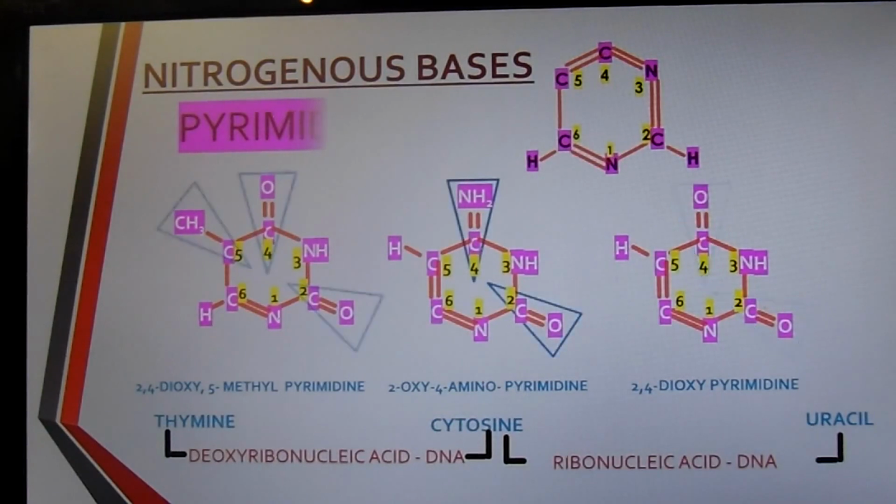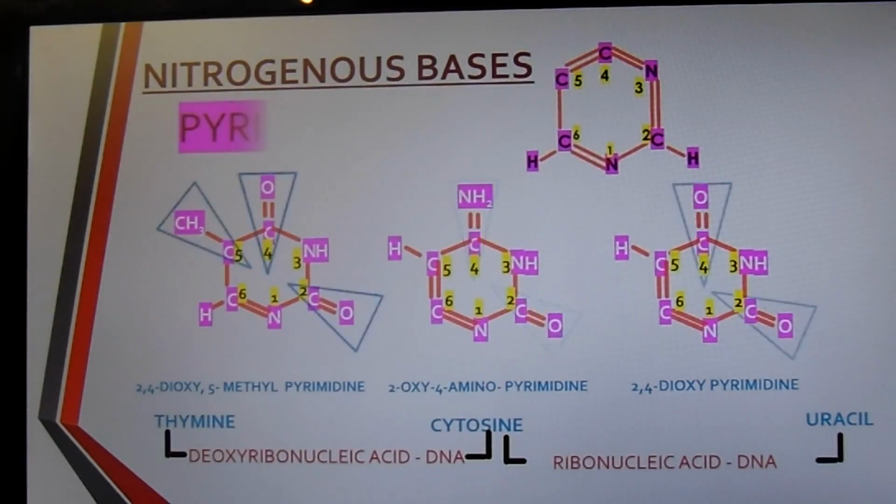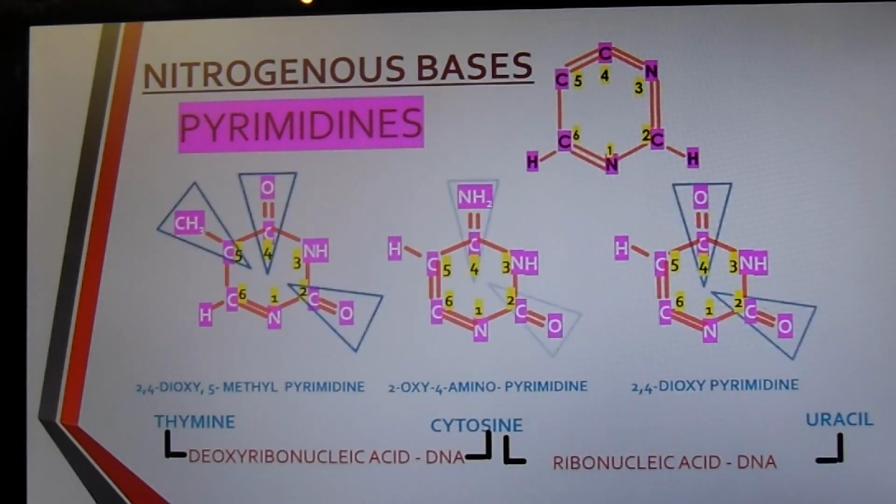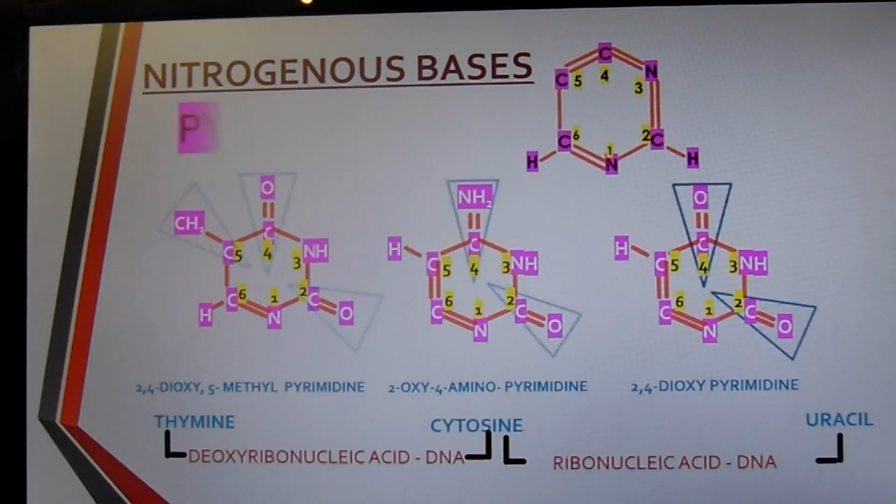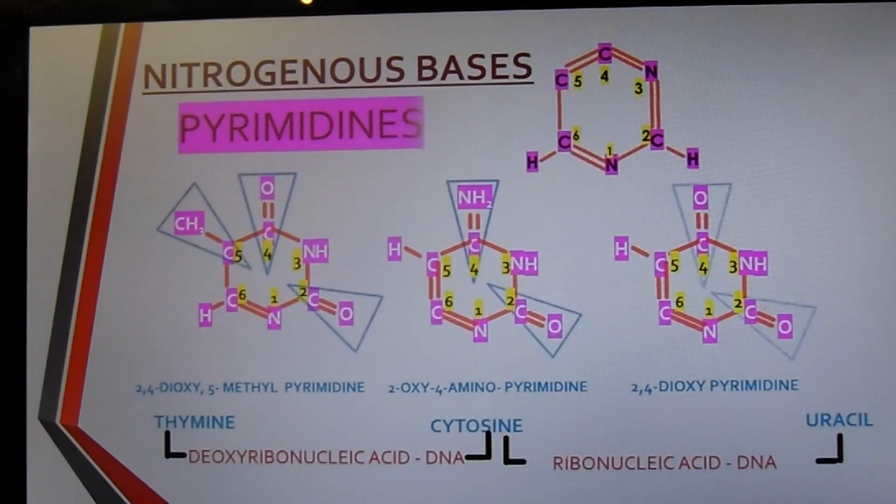Pyrimidines have a single hexagonal ring with 2 nitrogen atoms and 4 carbon atoms. There are 3 types of pyrimidines in nucleic acids. These are thymine, cytosine, and uracil. Thymine and cytosine are found in DNA, while RNA contains cytosine and uracil. Thymine is absent in RNA, while uracil is absent in DNA.